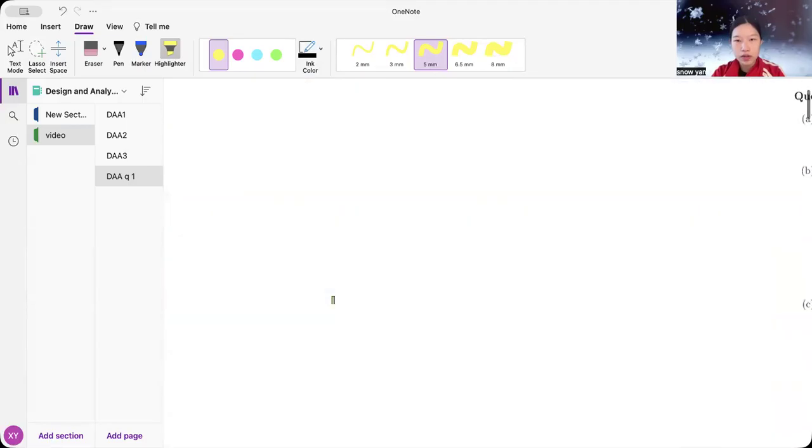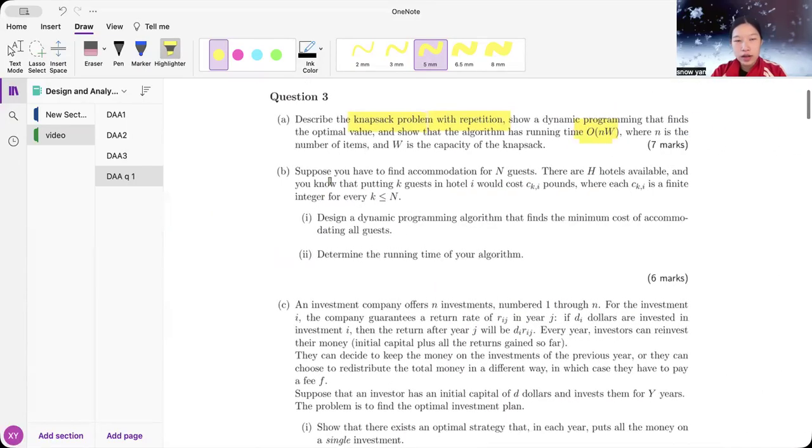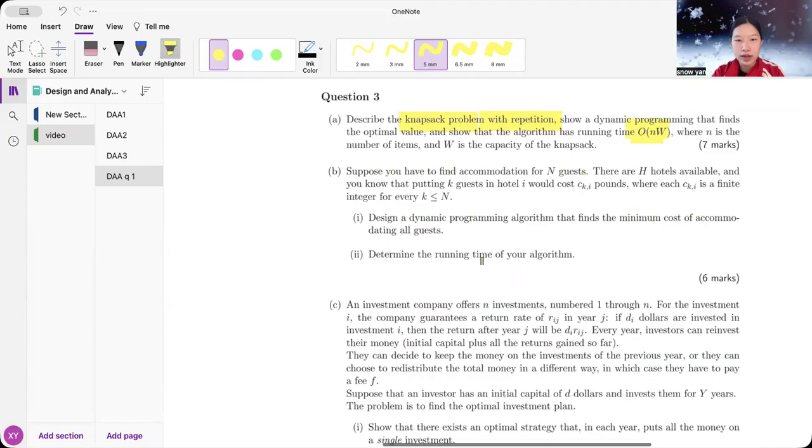Okay, moving on to the next part. I think part A was pretty straightforward because it's just a bookwork question. Then in part B, we apply this in a different scenario. Suppose you have to find accommodation for n guests. There are H hotels available, and putting k guests in hotel i would cost c_ki pounds, where c_ki is a finite integer for every k smaller than or equal to n. Design a DP algorithm that finds the minimum cost of accommodating all the guests.